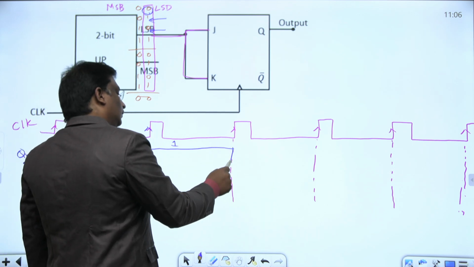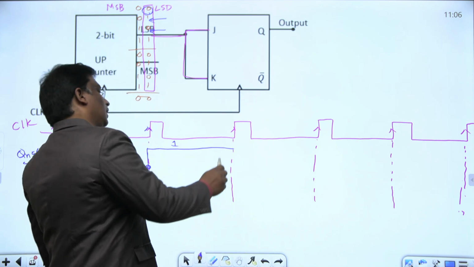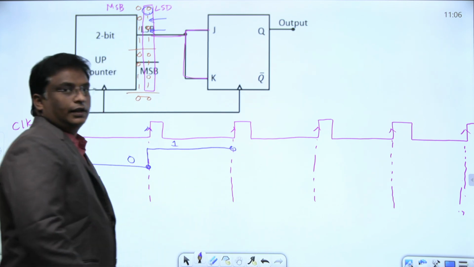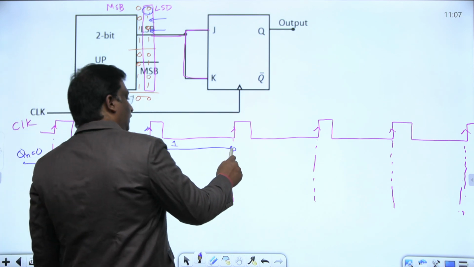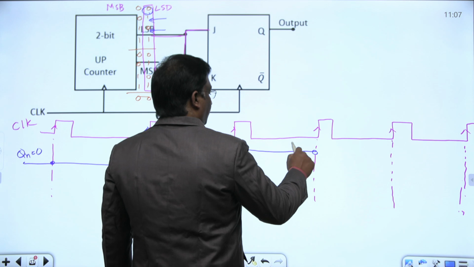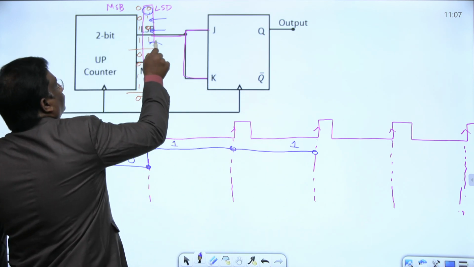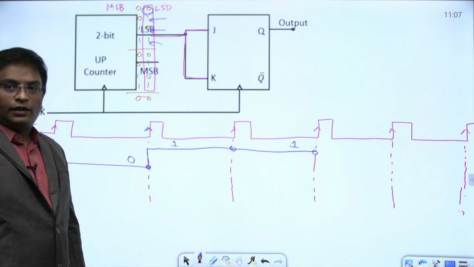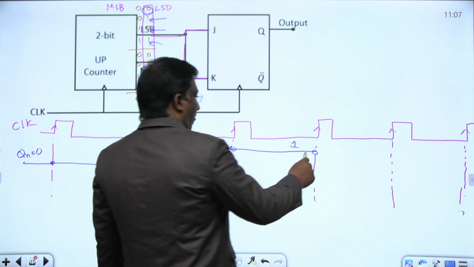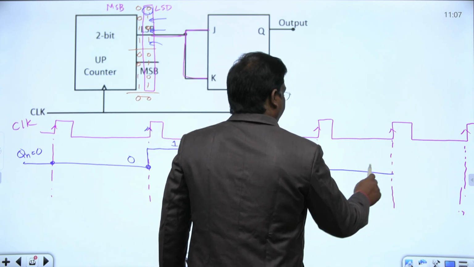Okay. Toggle. When J and K are both 0, what is the output? The previous state itself. Whatever the previous value is, it will be carried to the next state. Okay, same one itself. Next, when J and K are both 1, the next state will be toggle, right? The previous value toggles to the next state.